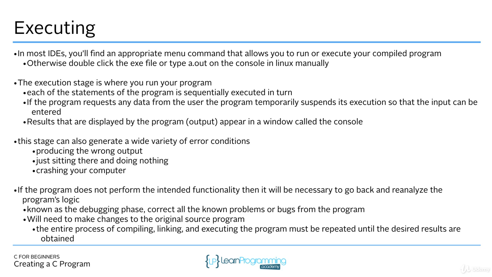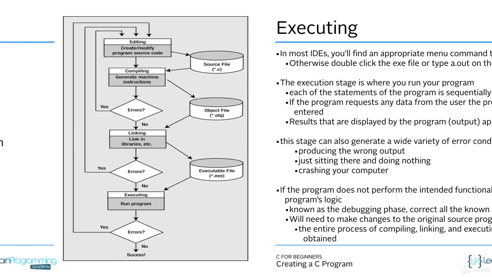If the program does not perform the intended functionality, then you have to go back and edit the source code. You may have to reorganize or redesign. This is known as the debugging phase, to find and fix your errors. We're going to have a whole section on debugging because it is that important. I mentioned earlier that one of the best ways to learn is to learn through your errors. You're going to constantly go back and edit source code and debug. The entire process of compiling, linking, and executing the program is repeated until you have all the results that you need for the functionality of that code.